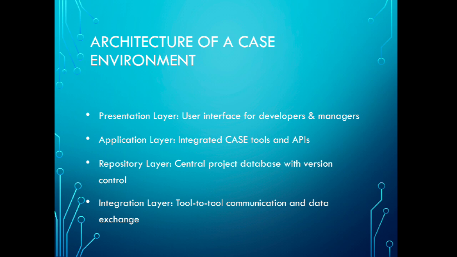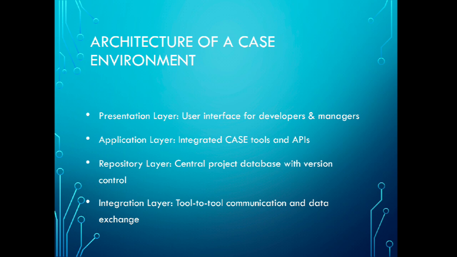Next is the repository layer. This is the foundation of the architecture. The repository is the centralized shared database where all the project artifacts are stored. Everything from the initial requirements and the design diagrams to the final source code and the test results lives here. For example, a tool like Rational Suite uses a shared repository to ensure that all project data is consistent and up to date.